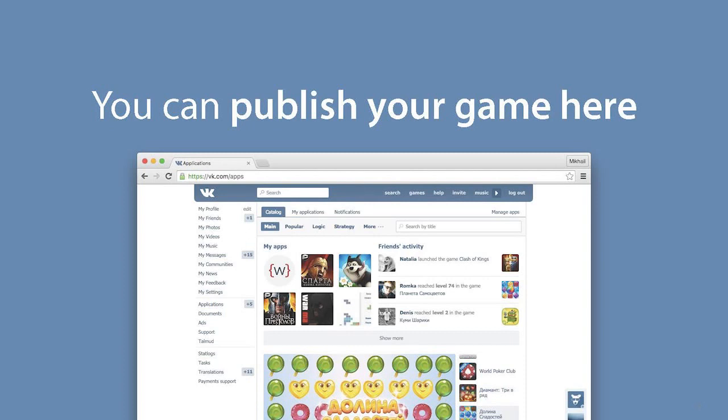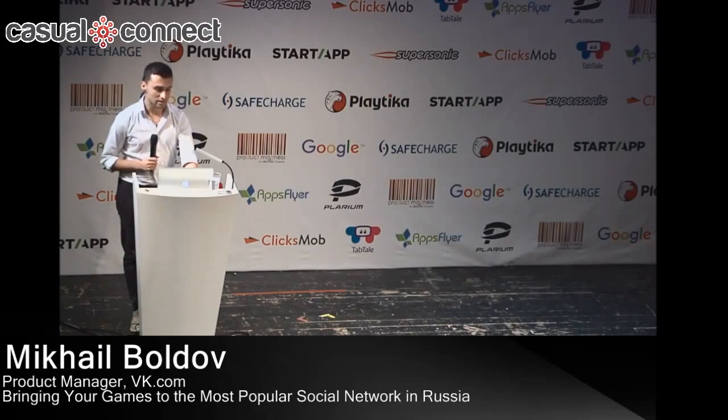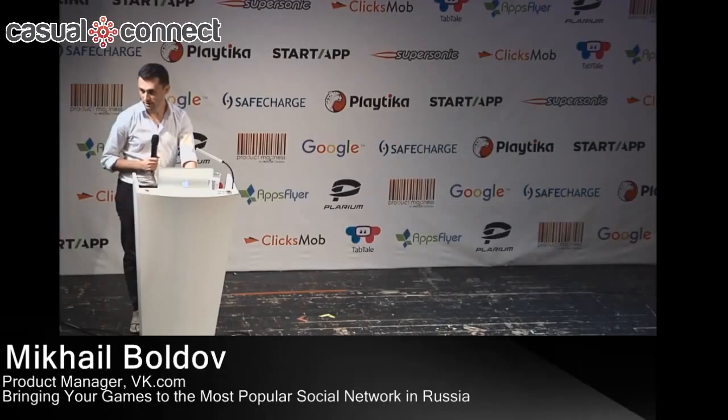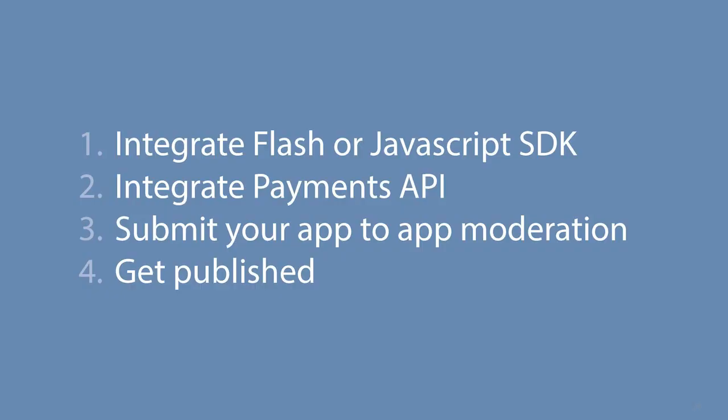And it is easy. It requires just a few steps. First, you need to integrate the Flash or JavaScript SDK. If your game was written in Unity or something like that, it's not a problem. You can just use our API without the SDK and integrate with us. Second, you need to integrate our payments API. After that, you just need to submit your app to app moderation. It usually takes up to a few days, and after that, your game will be published in our catalog.